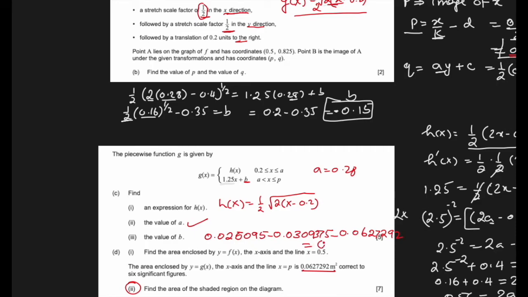So I got 0.1572833, and to three significant figures it'll be 0.157. One mistake I made here was this was not a zero here, I realized.